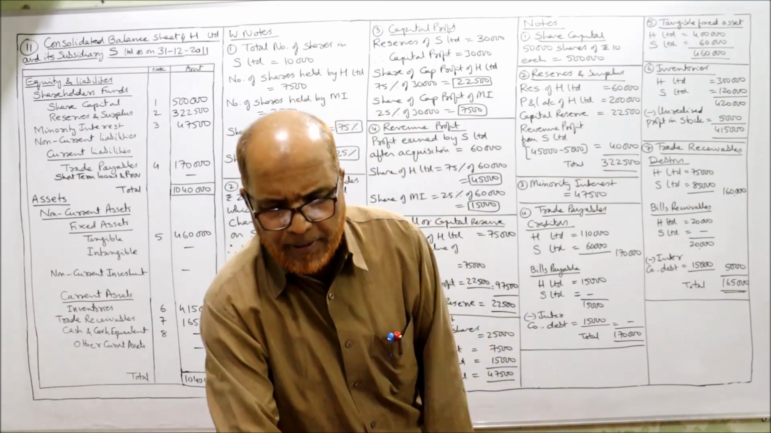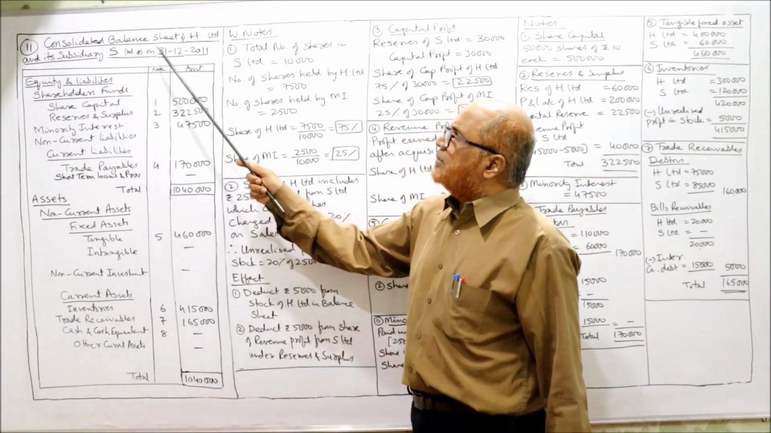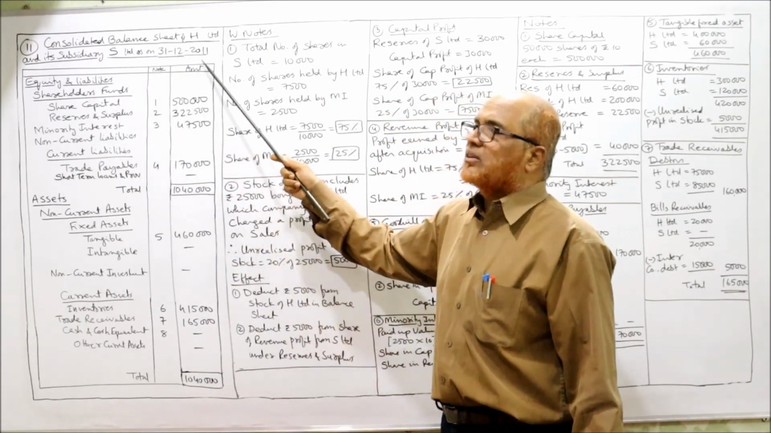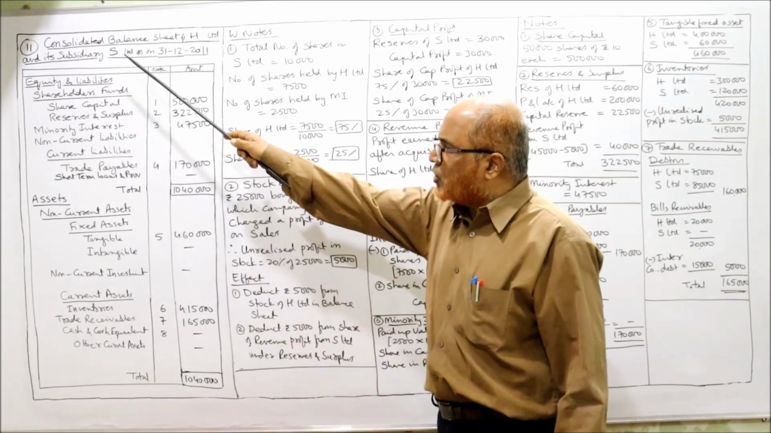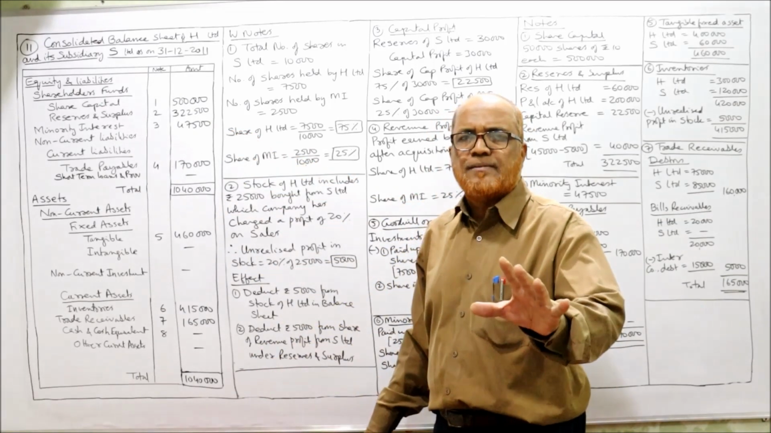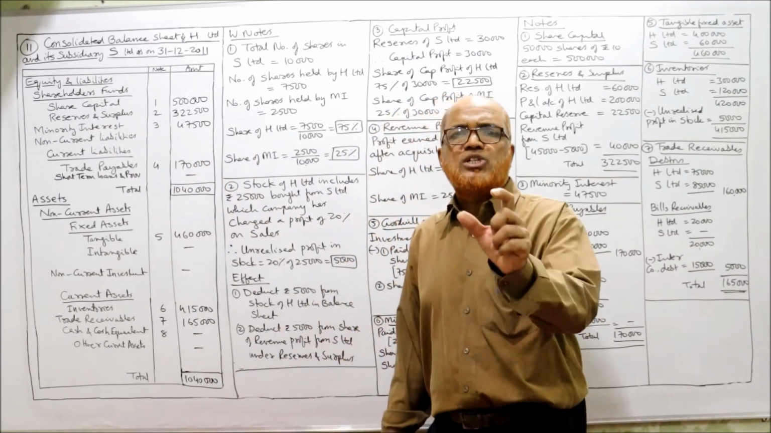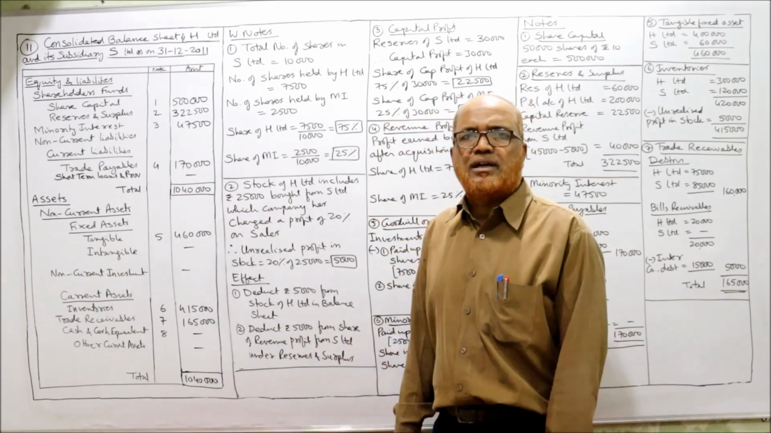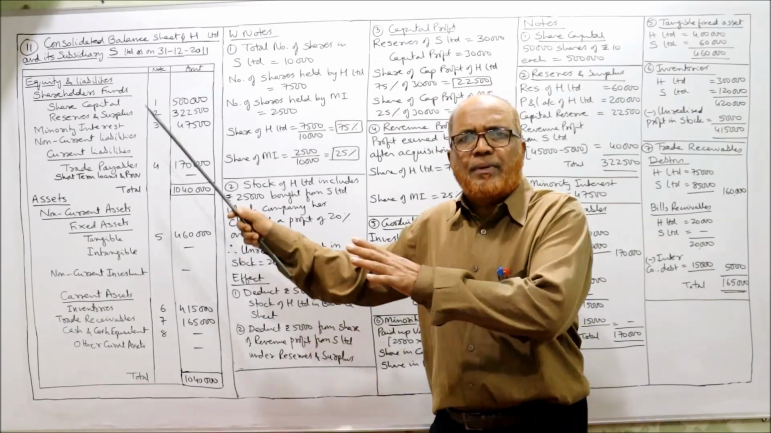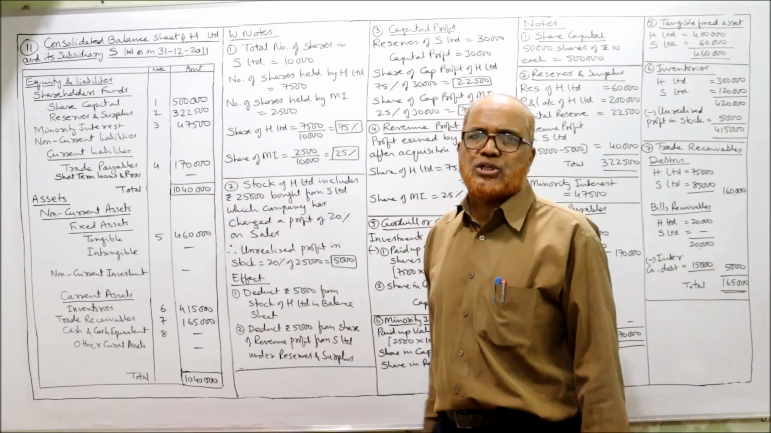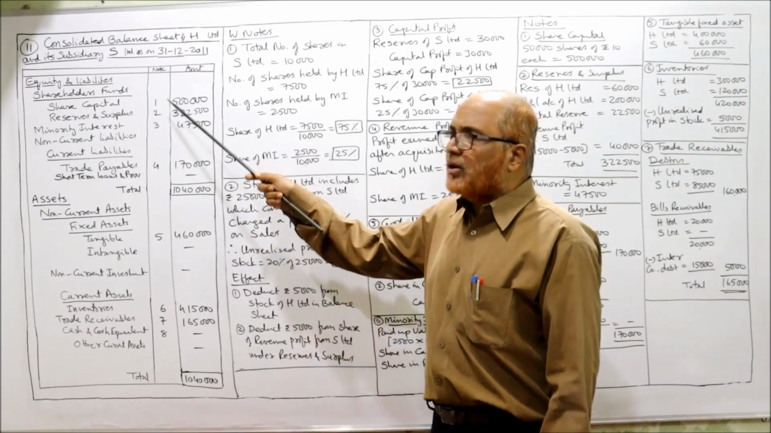That's it. Problem completed. Now see carefully. Consolidated balance sheet of H Limited and subsidiary S Limited on 31st December 2011. First, draw the blank balance sheet as it is. In every problem we are drawing the same format of the balance sheet which is given by Companies Act 2013. So simply you have to remember the marshalling of items in the balance sheet, right? And note number you have to write down.